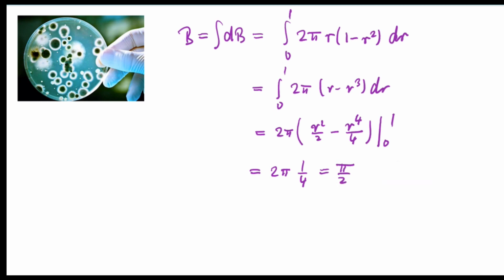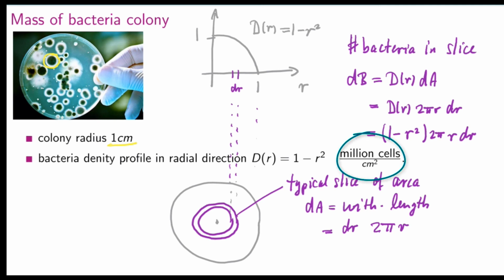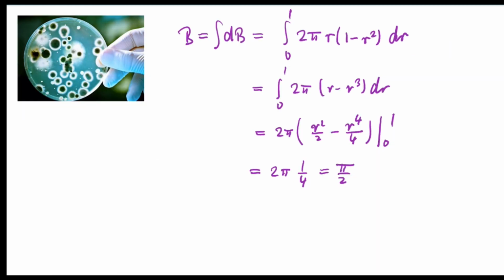What are the units? Let's go back. The units here for the density d of r is million cells per centimeter square. And the centimeter square falls out through the integration with the area. So what this means is million cells.